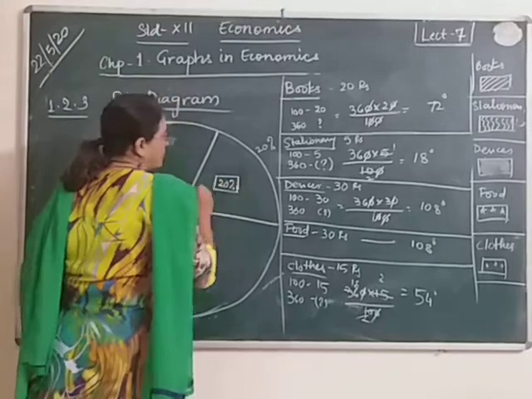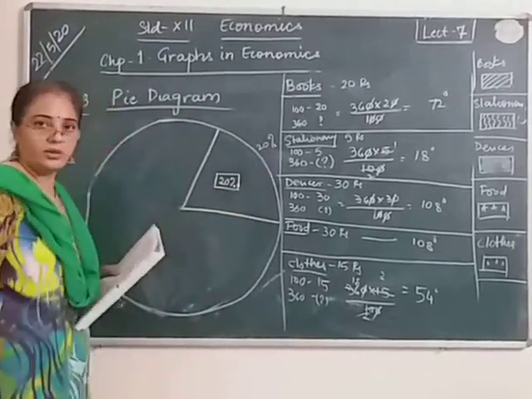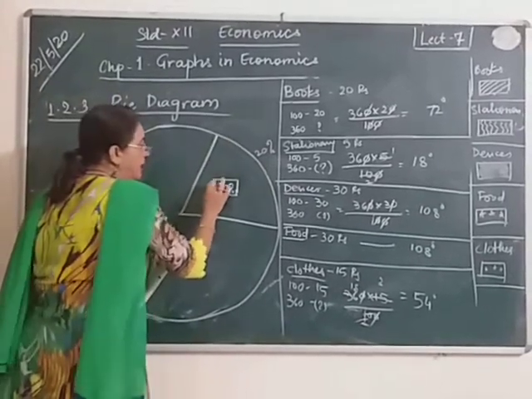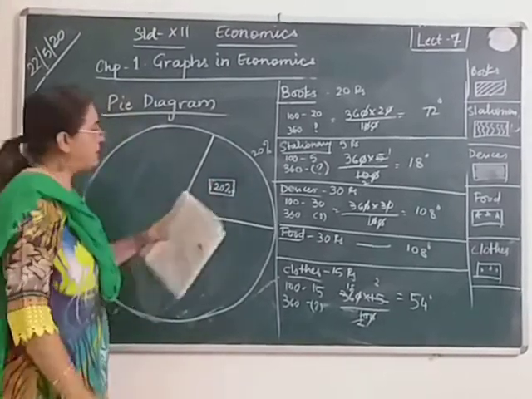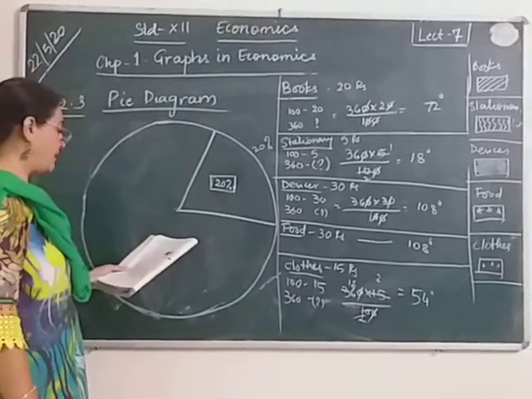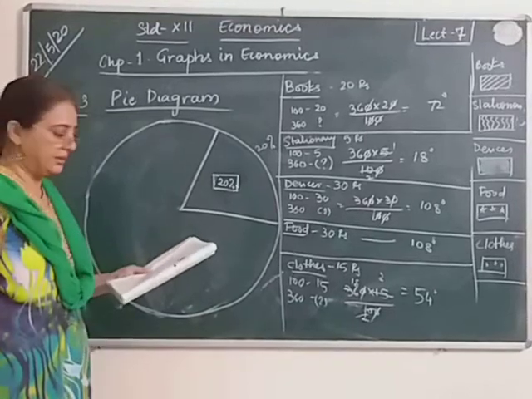20%. So I write here 20%. You may write it here also. When you draw a design, you have to draw the design out of this box. So you can be taking it here also, you can be taking it there also. Then comes stationery. Now stationery is 18 degrees.